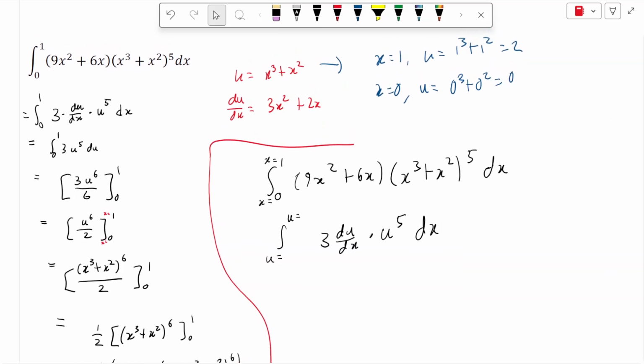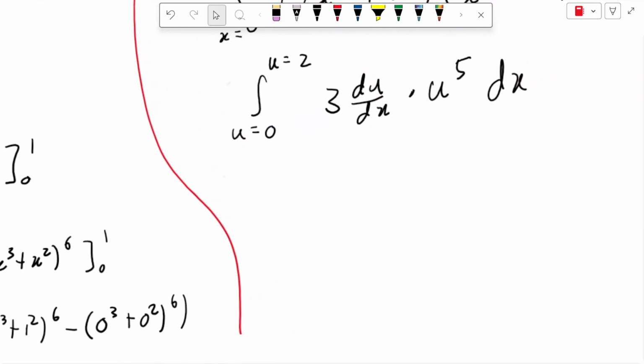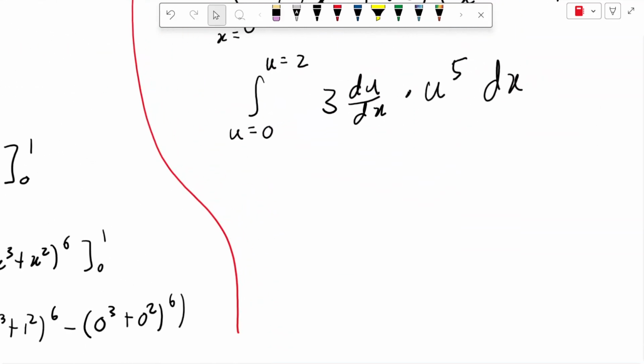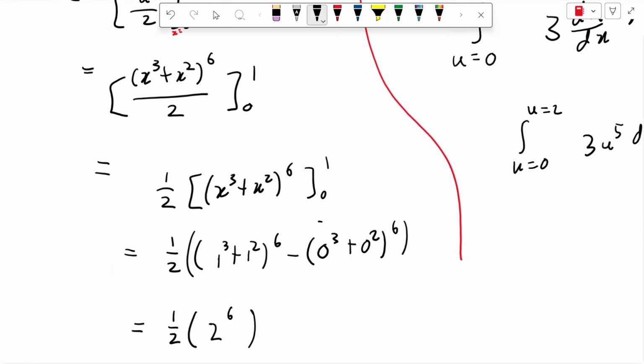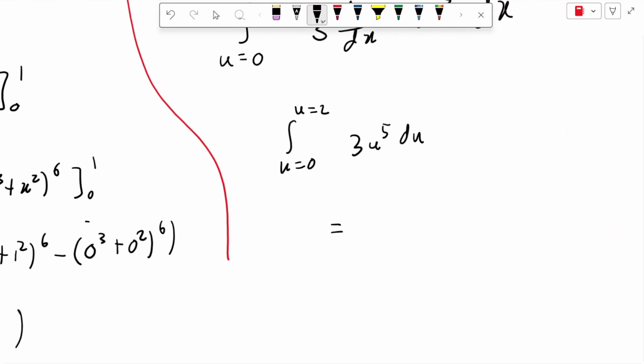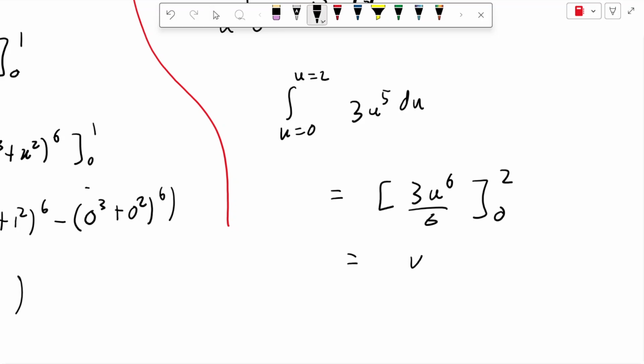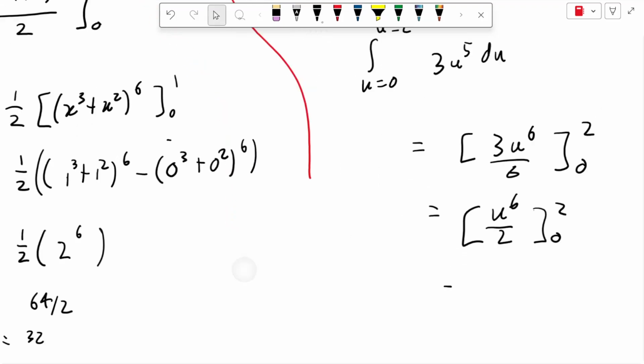So instead of integrating from 0 to 1, I'm going to integrate from 0 still 0, but up to 2. And now I can do this all in terms of u. We can forget that x even exists. So u is 0 to u is 2. This is 3u to the 5 du. So this is 3u to the 6 over 6 from 0 to 2. So this is u to the 6 over 2 from 0 to 2.